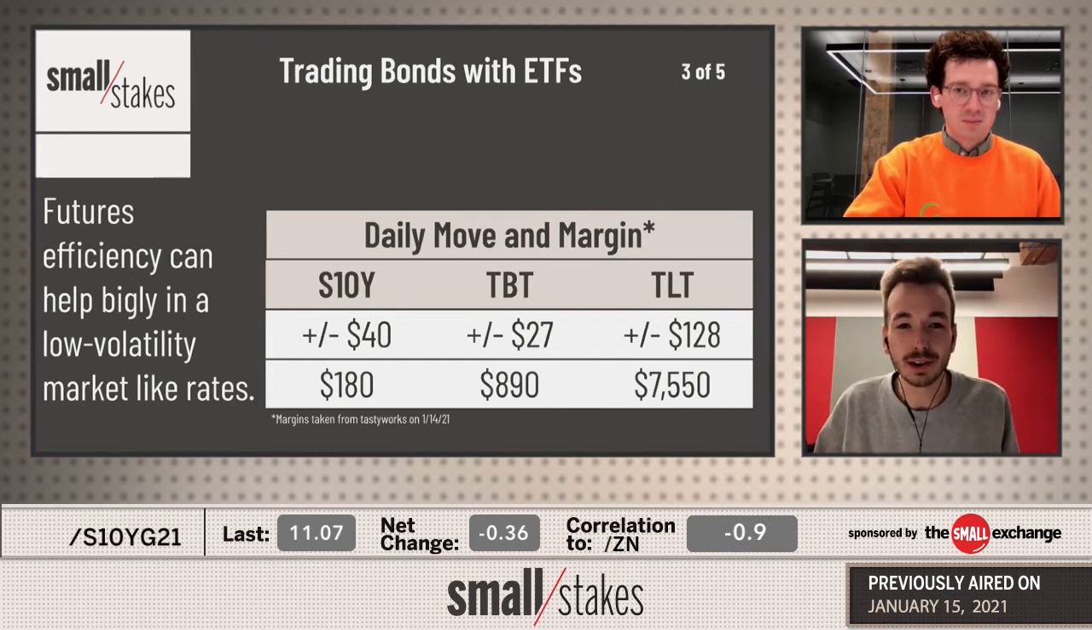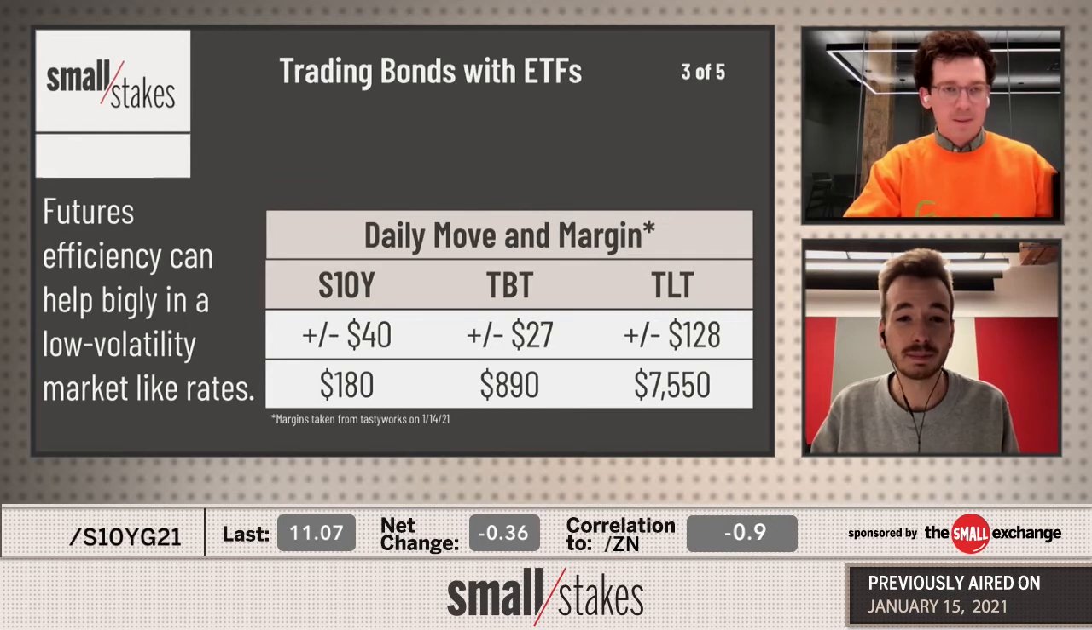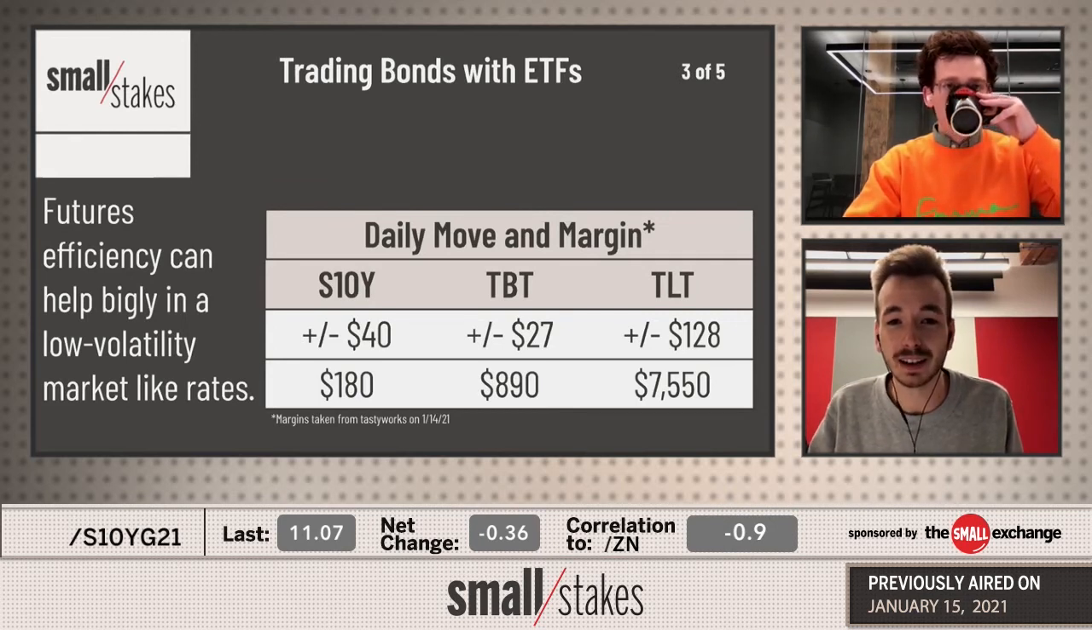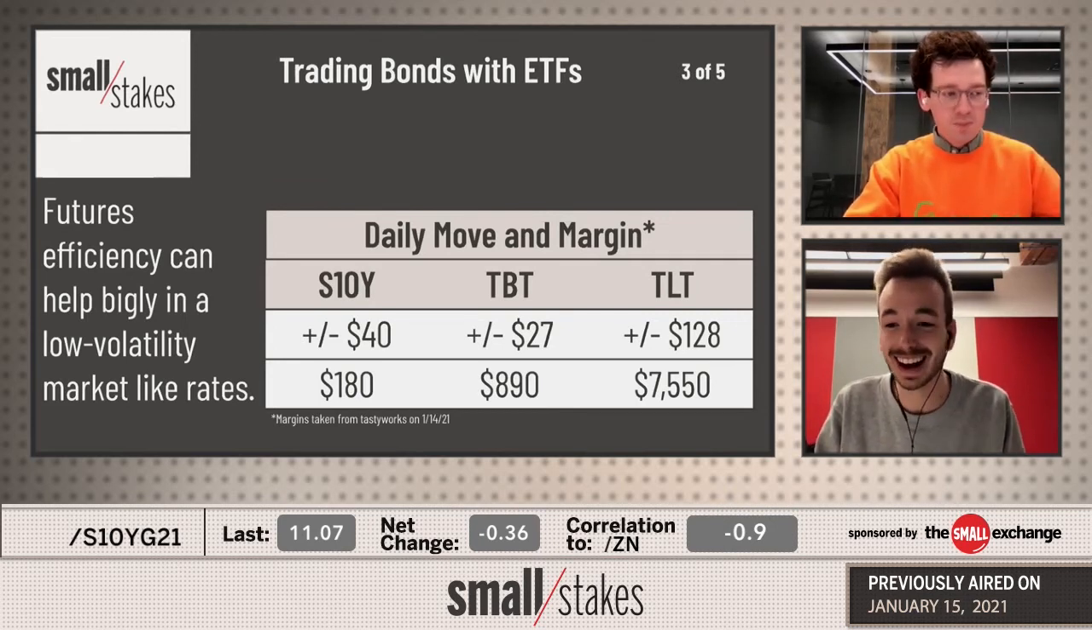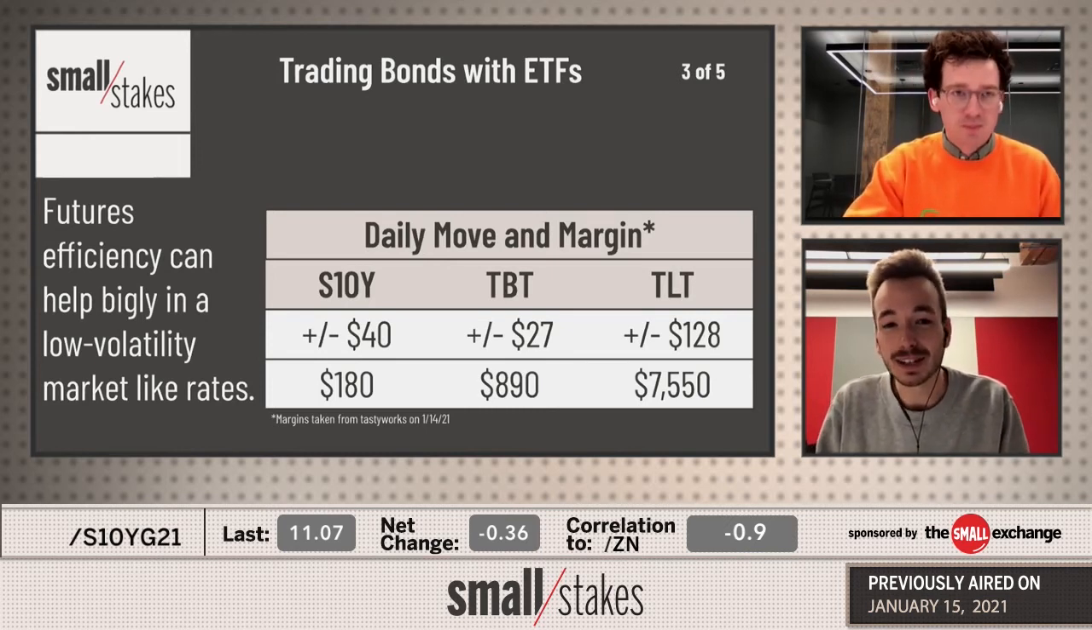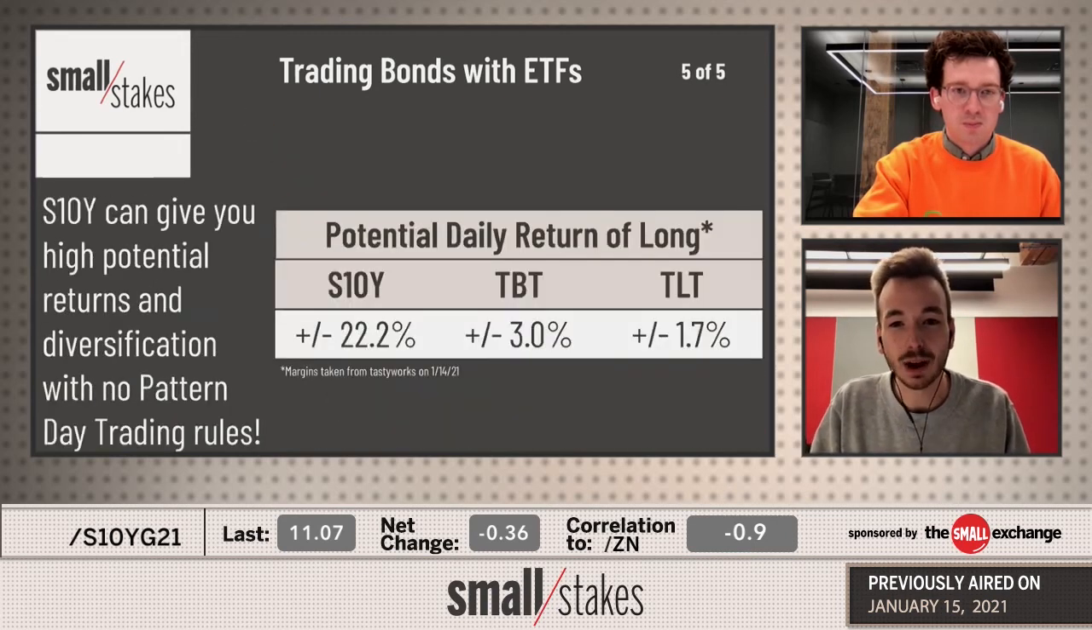If you're working with a $5,000 account, this becomes completely impractical, not useful in any way. Even a $25,000 account, which is an average size, it's tough to get exposure to interest rates with TLT. I just did the quick potential return on capital calculations here. So you take that potential move, that $40 divided by $180, the cost to trade, you're looking at around 20% in the S10Y futures.